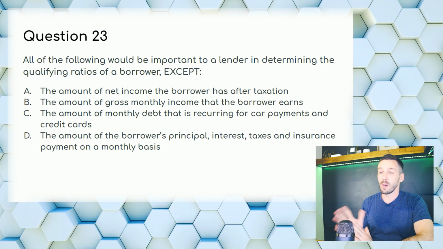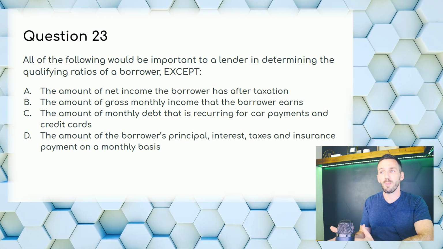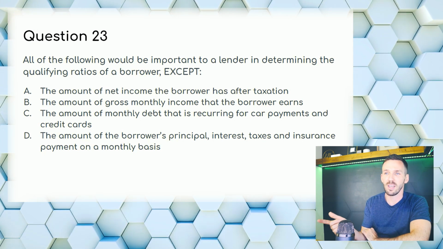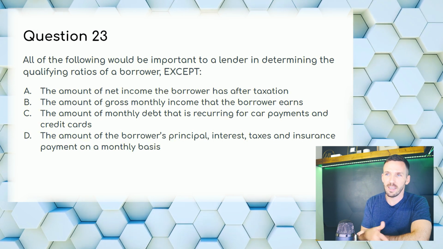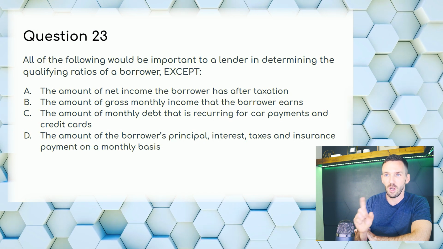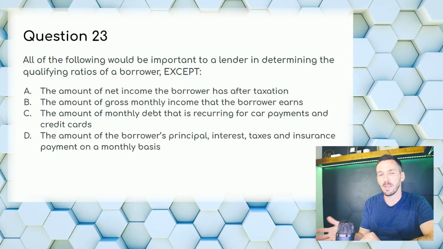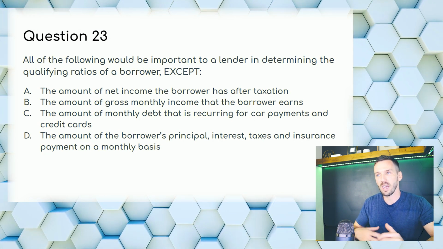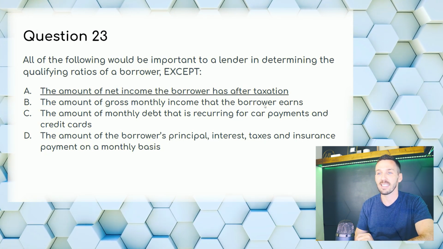Question 23. All of the following would be important to a lender in determining the qualifying ratios of a borrower except A, the amount of net income the borrower has after taxation. B, the amount of gross monthly income that the borrower earns. C, the amount of monthly debt that is recurring for car payments and credit cards. D, the amount of borrower's principal, interest, taxes, and insurance payments on a monthly basis. So we kind of just covered this one. It's gross income before taxes, never after taxation. Answer here is A.